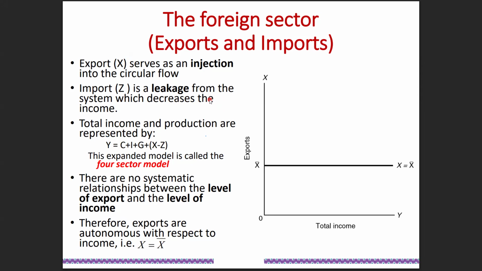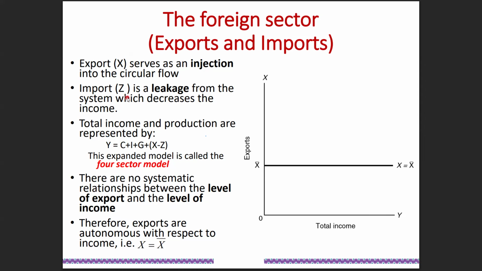Injection is basically the inflow of money into the circular flow. Obviously exports are an injection because when people are buying our products, money is being spent in our economy, so it is an inflow. Then imports are denoted by Z, or they can also write M, so don't be confused. Imports are a leakage from the system which decreases income. It is the outflow of money from circulation, because that is money spent outside, like you spending your money buying clothes from Shein.